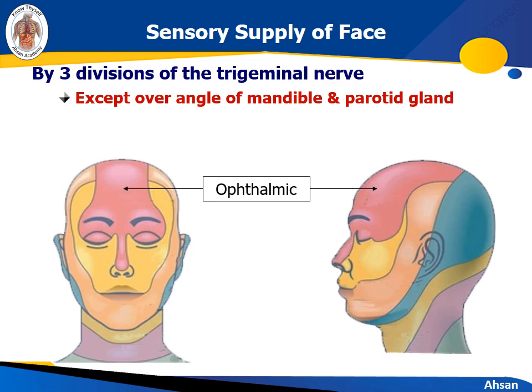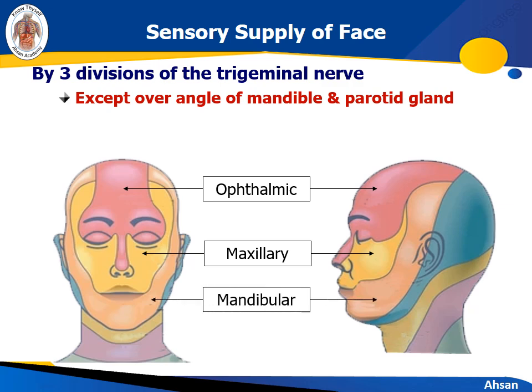This is the ophthalmic division shown by the red color. This is the maxillary division shown by the yellow color. This is the mandibular division supply area shown by a bit pinkish color, and the blue color is showing the cervical 2 and the yellow is showing the area supplied by the cervical 3 ventral rami. So these two roots are present in the greater auricular nerve that supplies this area.